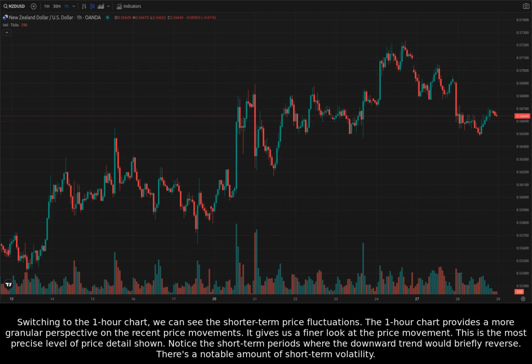It gives us a finer look at the price movement. This is the most precise level of price detail shown. Notice the short-term periods where the downward trend would briefly reverse. There's a notable amount of short-term volatility.